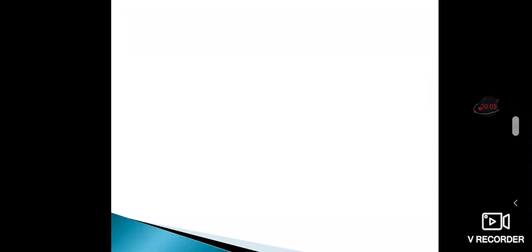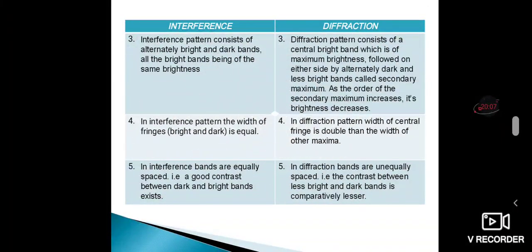Next difference we will discuss: the interference pattern consists of alternately bright and dark bands, with all the bright bands being of the same brightness. So in interference we get bright as well as dark bands, but all these bands have the same brightness, meaning the same intensity. Here the intensity does not change.